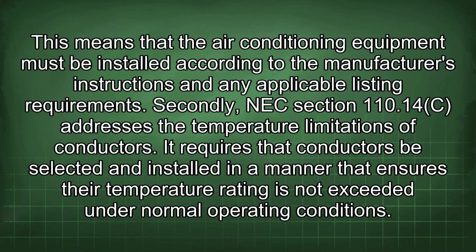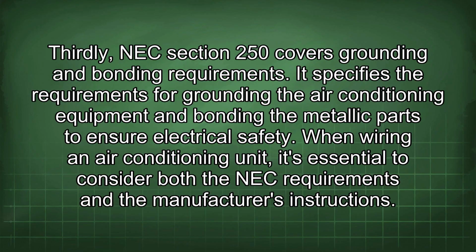Secondly, NEC Section 110.14(C) addresses the temperature limitations of conductors. It requires that conductors be selected and installed in a manner that ensures their temperature rating is not exceeded under normal operating conditions. Thirdly, NEC Section 250 covers grounding and bonding requirements. It specifies the requirements for grounding the air conditioning equipment and bonding the metallic parts to ensure electrical safety.